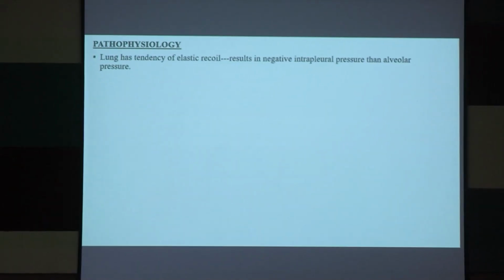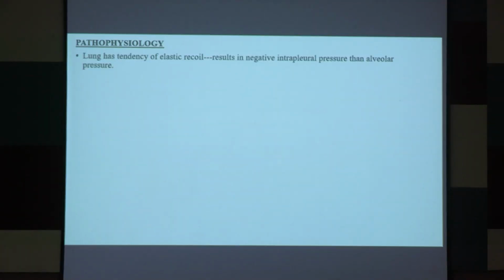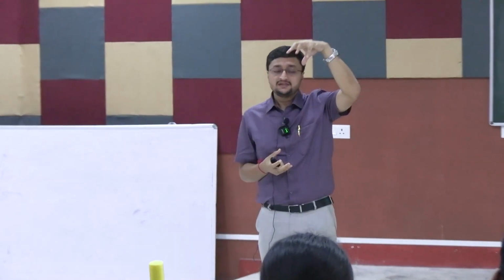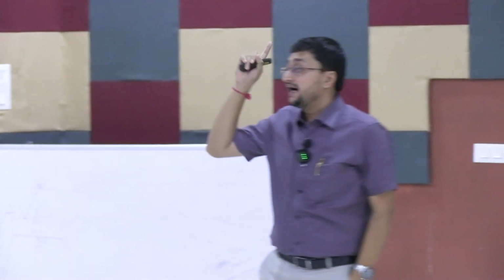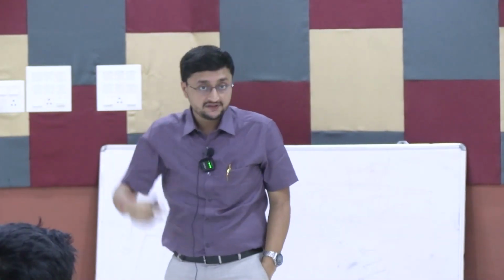Next, what is the pathophysiology of pneumothorax? So just think of an elastic spring. If you suspend a spring vertically, what will happen? The upper part of the spring has the highest tension than the lower part because of the weight, because of the gravity.